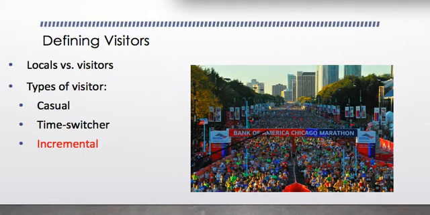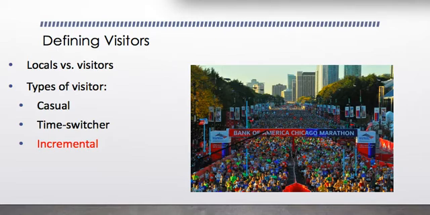A time switcher is a visitor that was already coming to town or planning to come to town but changed their plans to be there for a specific event, right? So let's say that you have friends that live out in California. They were planning to travel to LA for Christmas, but the Dodgers and the Lakers win their championship, so they changed their plans to come to town for some of those sport-related events. Those would be time switchers, right? So those are visitors that were already planning to come spend money in those cities, but they just changed the timing of which they were going.